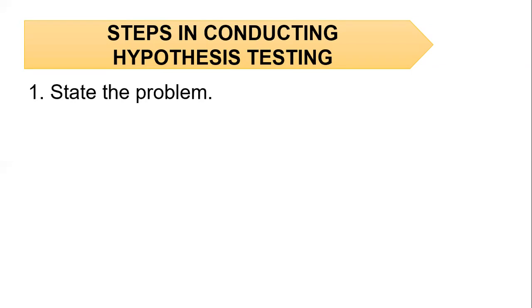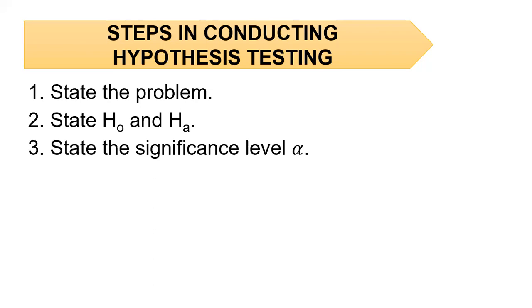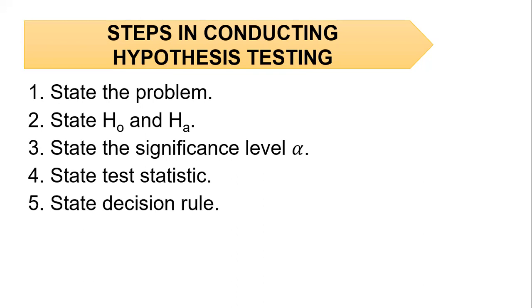The first one is state the problem. You state the null and alternative hypothesis. I would like you to state the significance level or alpha. For our class, we will be stating it as 0.05 only. For number 4, we will state the test statistic. The test statistic could either be t-test, ANOVA, depending on what is applicable or what is best for the data. Number 5, you state the decision rule.